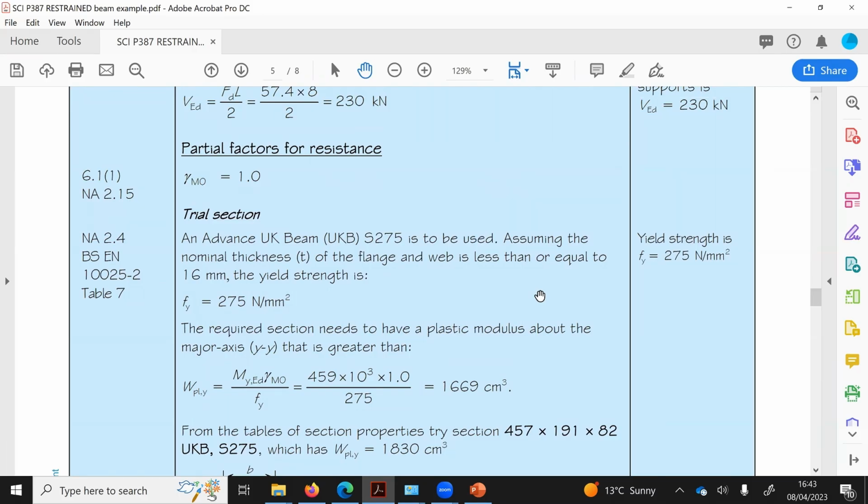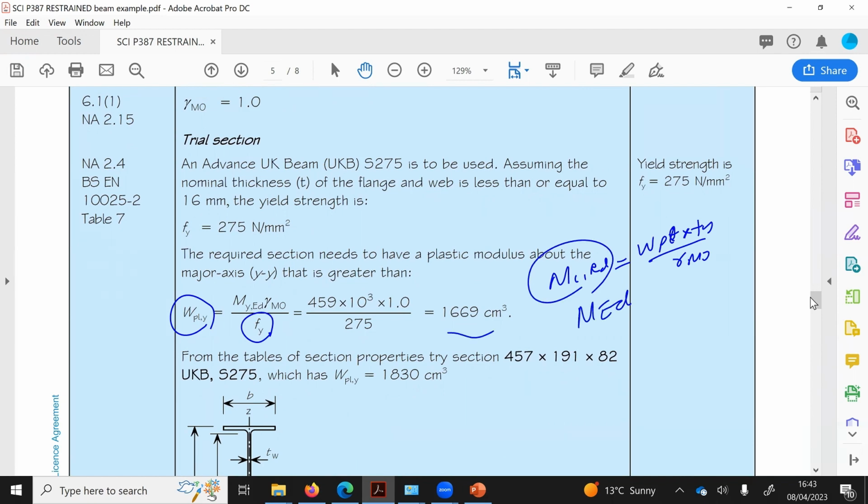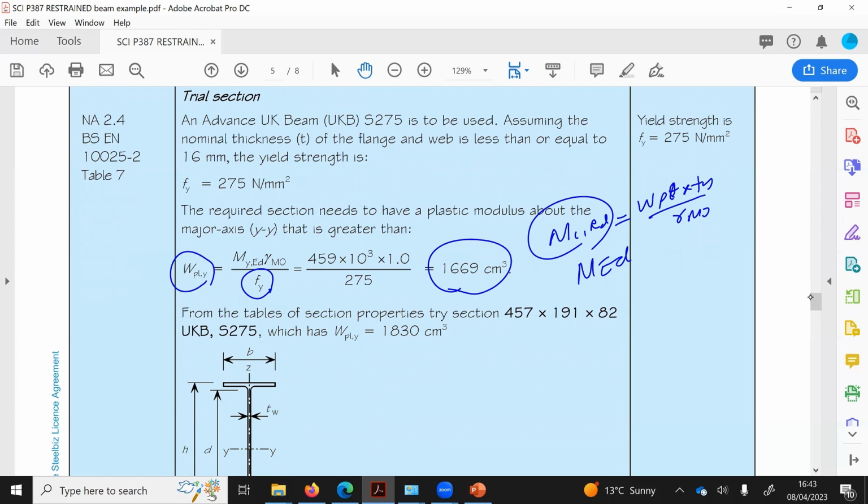First, we have to come up with a trial section. And here we will assume that our applied moment is equal to the moment capacity of the section. In this way, we will work out WPLY as MYD into gamma M naught over Fy. This formula actually comes from MCRD equal to WPLEL into Fy over gamma M naught. We assume that MCRD is equal to MED. And from here, we get 1669 centimeter cube.